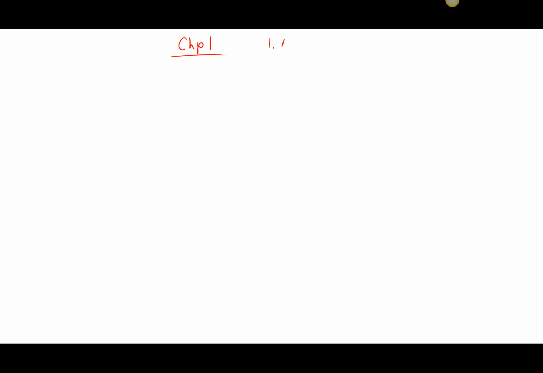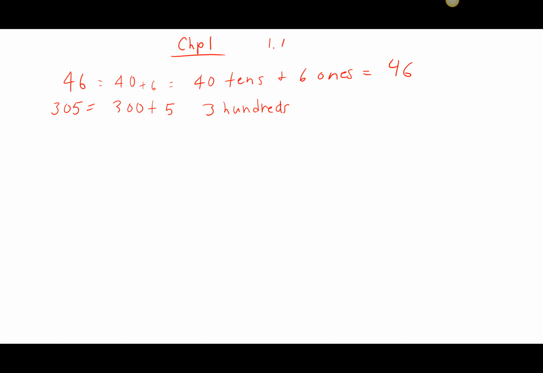So let's just look at some basic numbers here. If we have the number 46, what that means is 40 plus 6, right? So that's 4 tens and 6 ones, which would equal 46, okay? What about 305? 305 would be 300 plus 5. So that's going to be 3 hundreds, 0 tens, and 5 ones, which would equal 305.